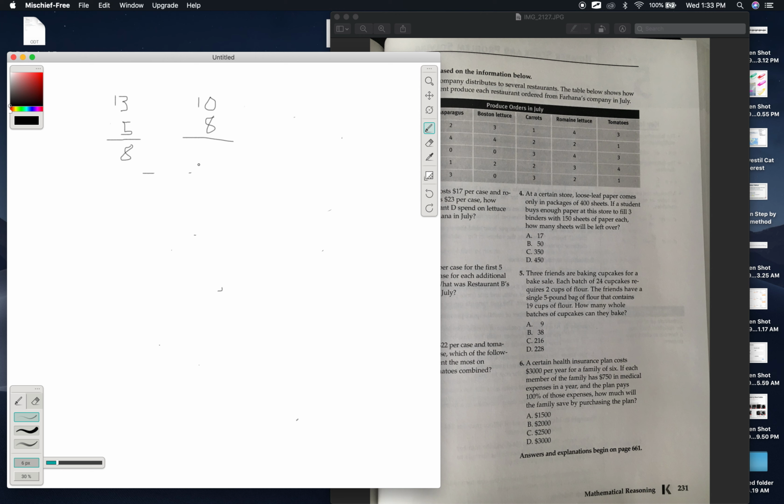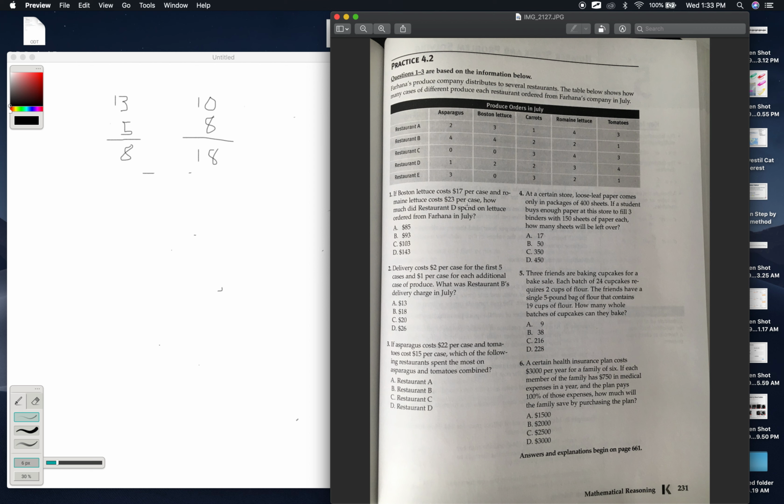Number 3: if asparagus costs $22 per case and tomatoes cost $15 per case, which of the following restaurants spent the most on asparagus and tomatoes combined? Let's see which ones purchased the most asparagus first. Restaurant B purchased 4 asparagus. Since it is the most expensive one, that's why I'm looking at it first. Then we have a close competitor, Restaurant A. Unless some of the other ones purchased a whole bunch of tomatoes, these two are probably it. As we can see, no one really purchased a whole lot of tomatoes.